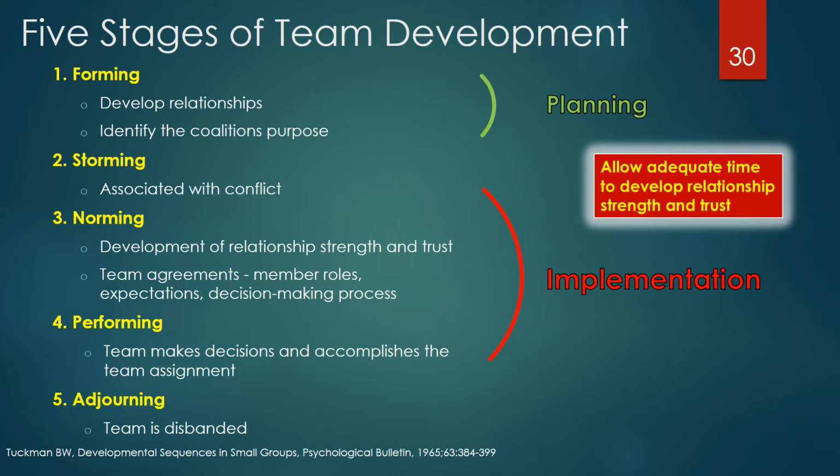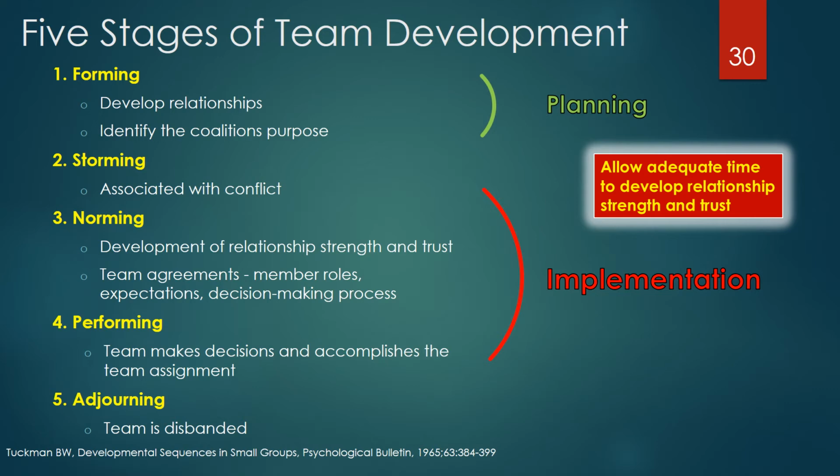Tuckman described 5 stages of small team development that also applies to coalitions: forming, storming, norming, performing, and adjourning. Stage 1 is forming, where team members get to know each other and plan. Members are generally polite with each other in the forming stage, and interactions can be somewhat stilted, artificial, and awkward. This would be seen during the planning stage of coalition building. The implementation stage of coalition building is associated with the storming, norming, and performing stages of Tuckman.